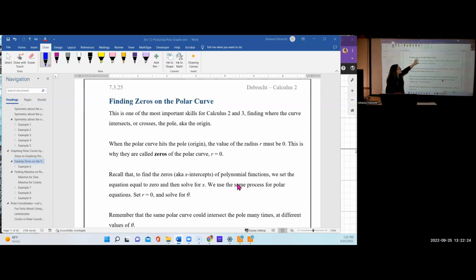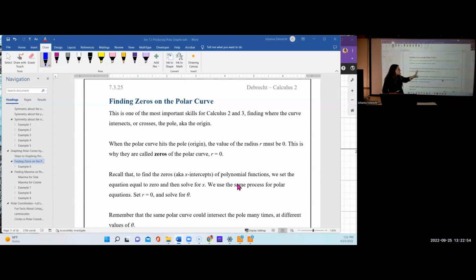Let's take a look now at finding zeros on the polar curve. So what are zeros on the polar curve? This actually turns out to be a pretty important skill for Cal 2 and Cal 3. We're often looking for zeros of the curve. And zeros of the curve are different than what we define them to be in the rectangular system. In the rectangular system, a 0 is where it crosses the x-axis. In the polar system, a 0 is where it crosses the pole.